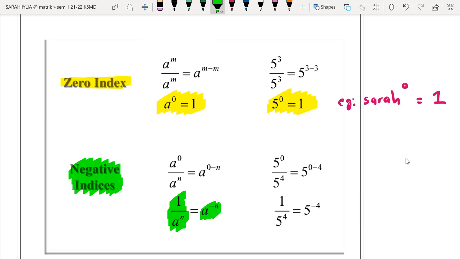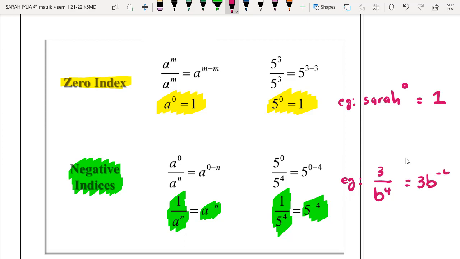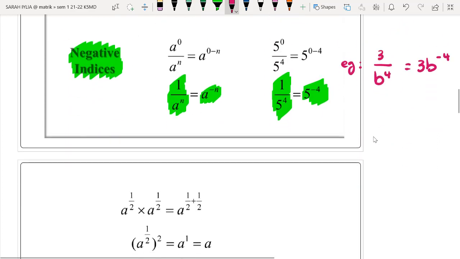Okay, for example here dia letak 1 over 5 to the power of 4. So, kalau saya nak bawa naik atas, dia akan jadi 5 to the power of negative 4. Dia tak semestinya lah satu kat situ. Kalau saya ada 3 over B to the power of 4, awak nak bawa dia naik atas, boleh, tak ada masalah. Jadilah 3B to the power of negative 4. Okay, that is about negative index.